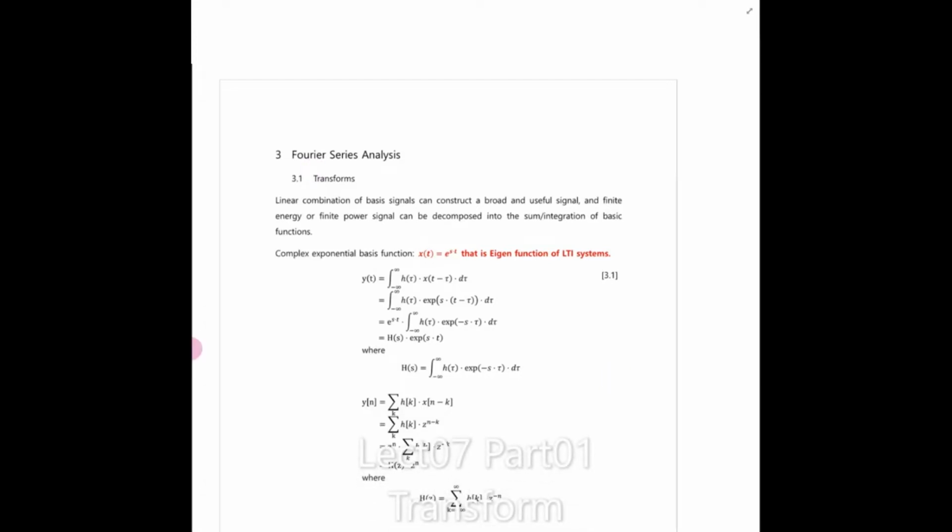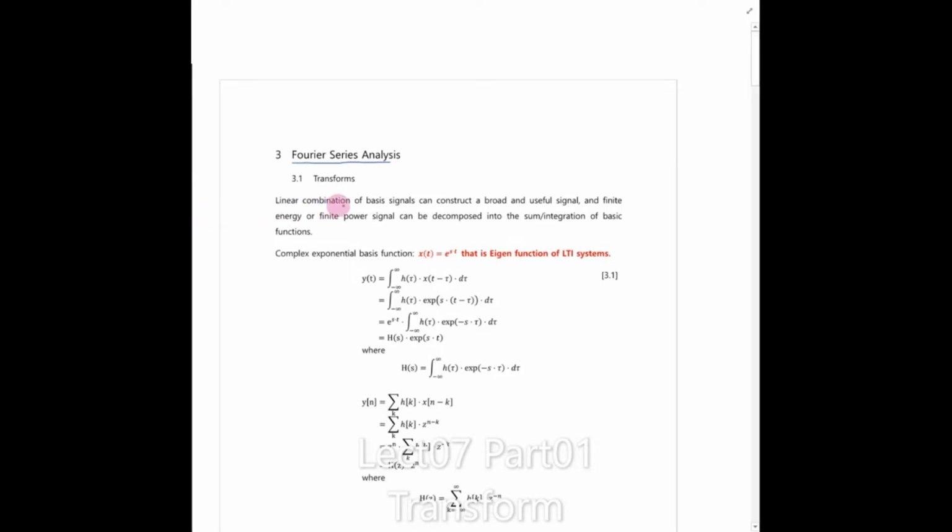This lecture will explain Fourier series analysis, but before that I want to let you know what transforms are, because it is very important to understand why we are taking the Fourier series and what it means. To understand that, we need to know transforms first. So here is the start.